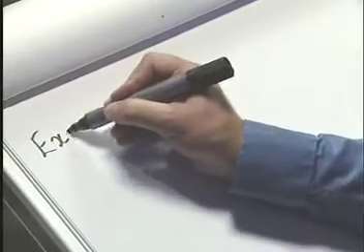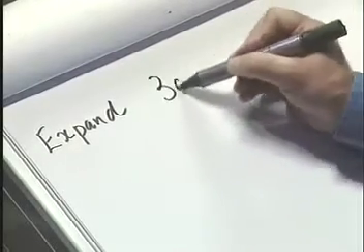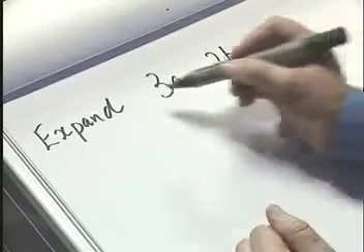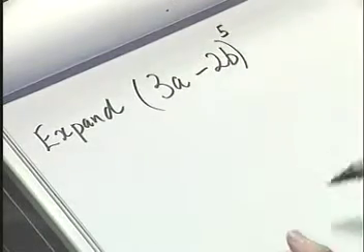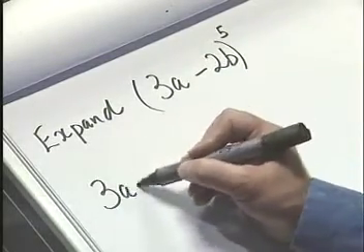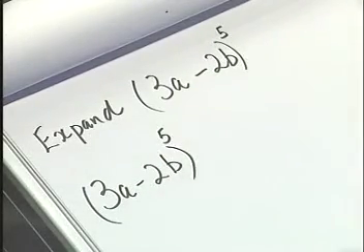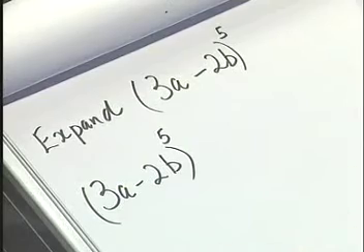Now sometimes, either or both of the terms in the binomial expression might be negative. So let's have a look at an example where one of the terms is negative. Suppose we want to expand 3a minus 2b, so I've got a term that's negative now, minus 2b, all raised to the power 5. This is going to be a bit more complicated this time, so let's see how we get on with it.